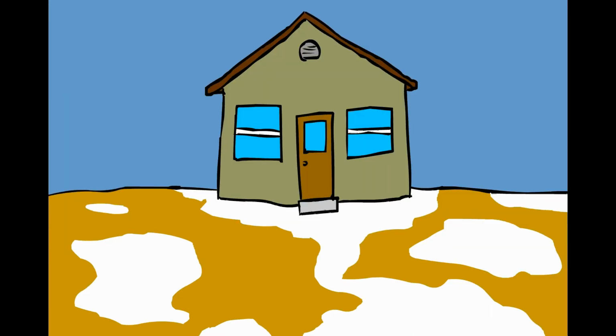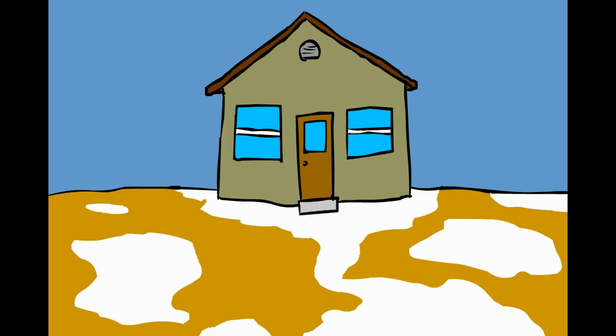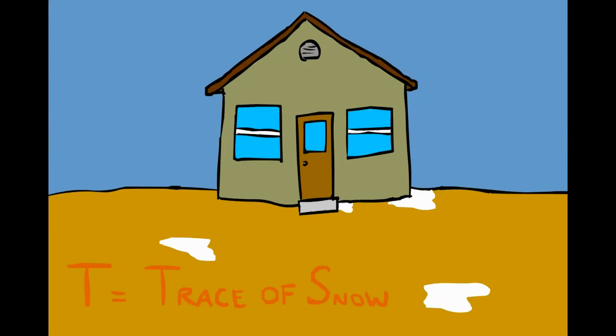For example, let's say half of the ground is bare, and the other half, after taking multiple measurements, averages out to 2 inches. Your total depth measurement would average out to 1 inch. If more than half of the ground is bare, report T for trace of snow.